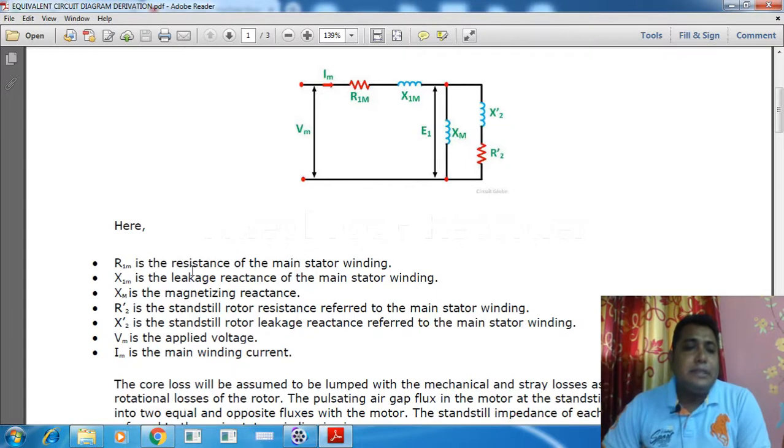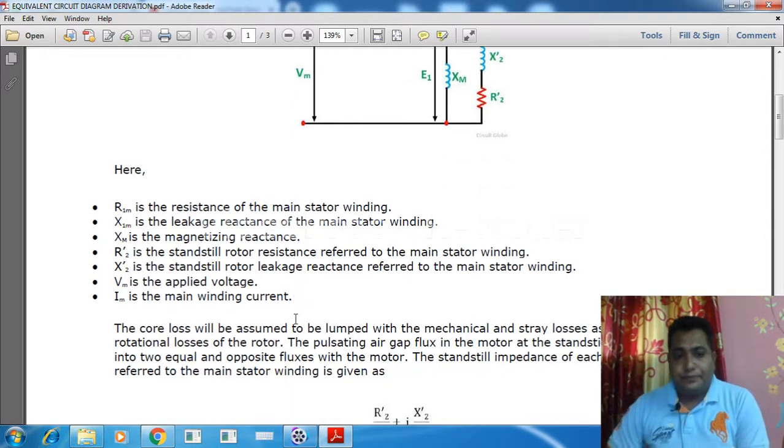R1m is the resistance of the main stator winding. X1m is the leakage reactance of the main stator winding. Xm is the magnetizing reactance. R2 bar is the standstill rotor resistance referred to the main winding. X2 bar is the standstill rotor leakage reactance referred to the main stator winding. Vm is the applied voltage, Im is the main winding current.